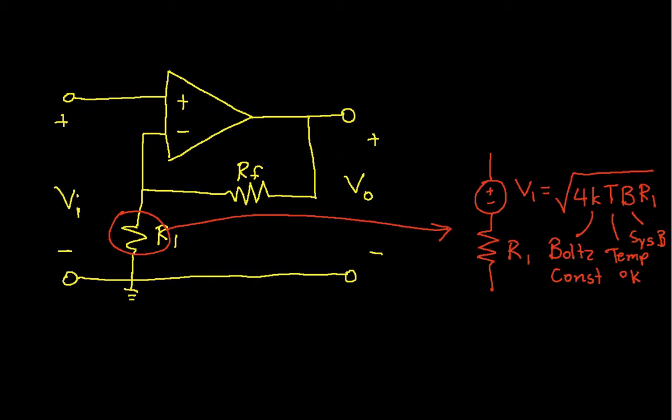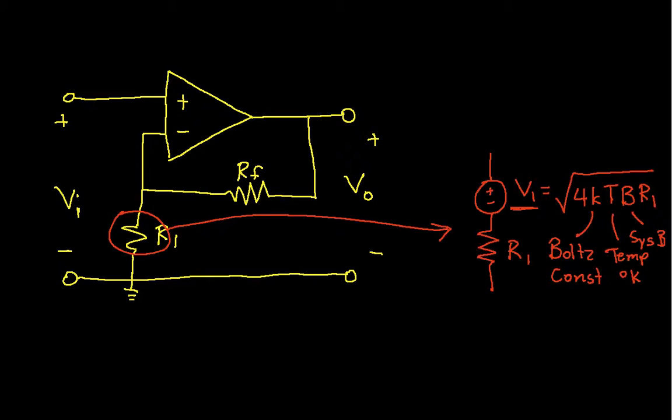If I know the temperature, and I know the resistance, and I know the system bandwidth, then I can tell you what the RMS noise voltage is going to be generated by this resistor. It's important to note that this is an RMS voltage. We don't know what the actual voltage is going to be at any given time because it's noise. But what we do know is that on average the noise will have a certain power, and that power is equivalent to a given RMS voltage. So this is the equivalent circuit or representation of a resistor.